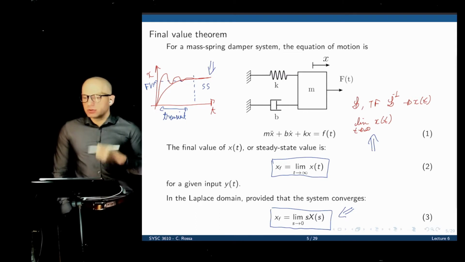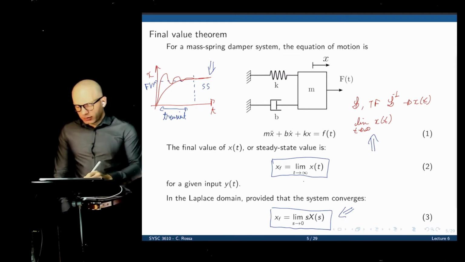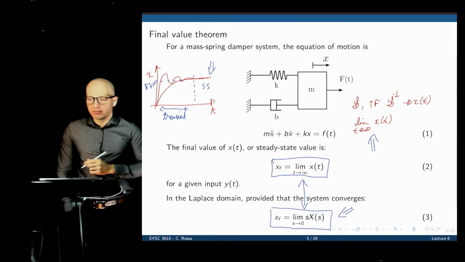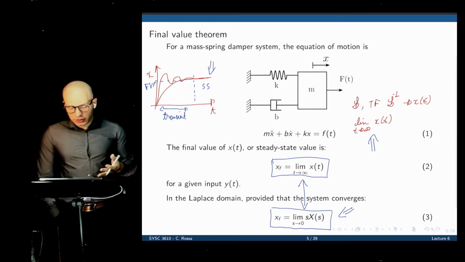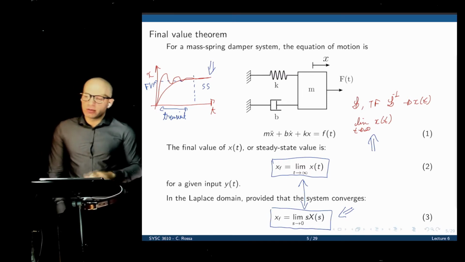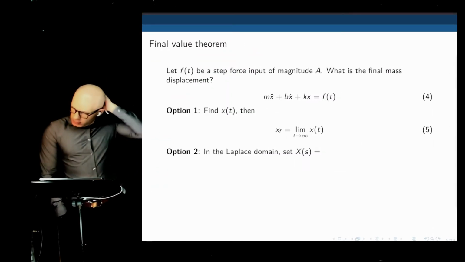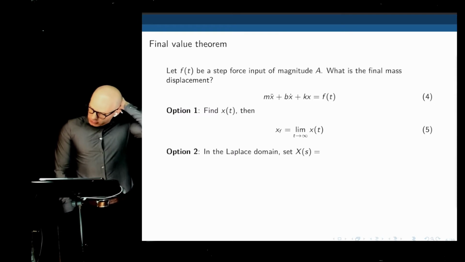That is also the final value of the system, which is equivalent to taking the time response of the system and making time tend to infinity. So you can see the advantage here. If you use the final value theorem, we don't need to compute the inverse Laplace transform. So let's use it in the system we just described.